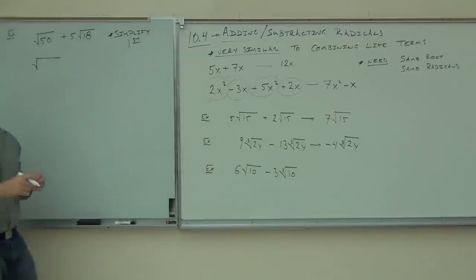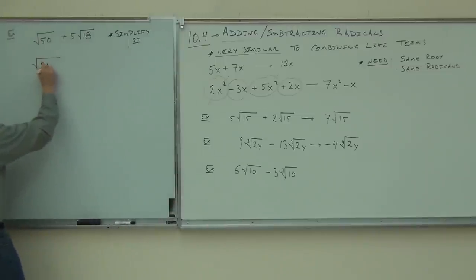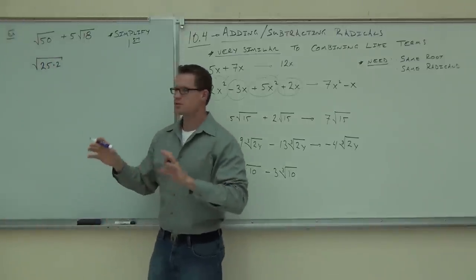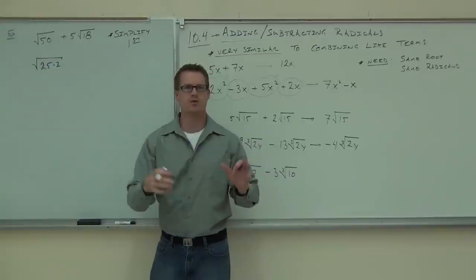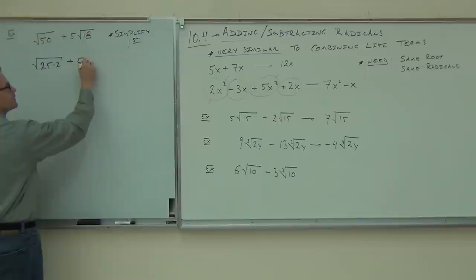Square root of 50, as we already talked about, we're looking for perfect squares. I know 25 divides that number. I'm picking 25 because I'm not going to spend a whole lot of time on this. We just did that section. 25, because I can take a square root of that, and we're looking for perfect squares here. Plus, that 5 hangs out at the front.